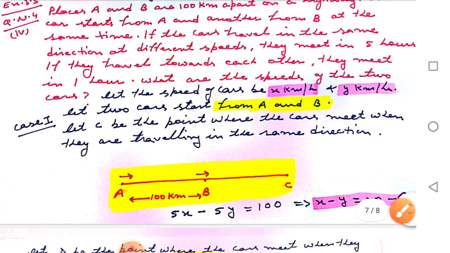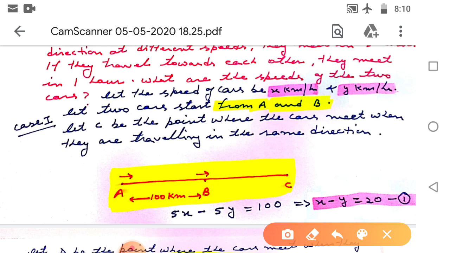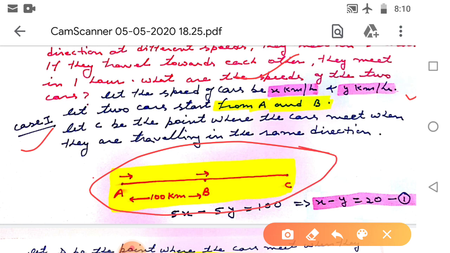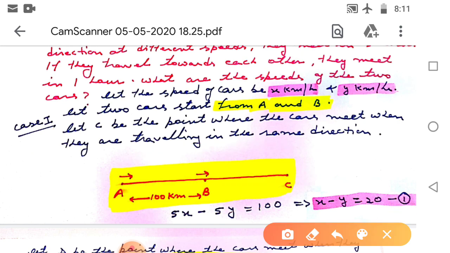So look. Here, we start with let the speed of car A be x kilometers per hour and the second car is y kilometers per hour. Let two cars start from A and B. This is your case 1. Car A starts from here, car B starts from here. They are moving in the same direction. After 5 hours they meet at C. It means that after 5 hours A reaches here and B here. And the distance between A and B is 100 kilometers.